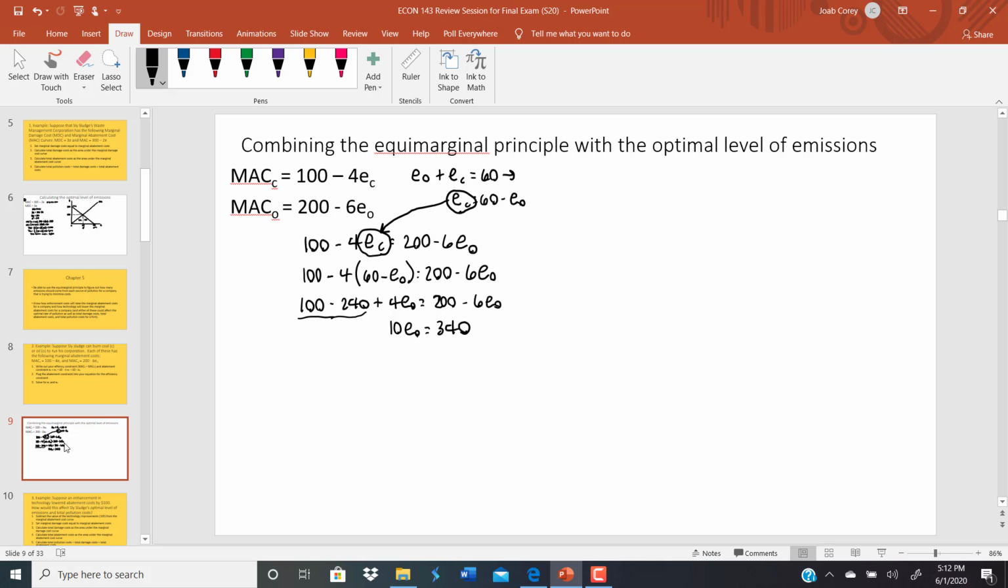All right. So again, 100 minus 240 is negative 140. And in order to get rid of that, we got to add that to the other side. That's where that 200 plus 140 gives us 340. Now we just got to divide both sides by 10, which means that E sub O star, if you will, is going to be equal to 34. And remember that E sub C star is going to be equal to 60 minus that E sub O star, which means that E sub C star is going to be equal to 26. There we go. So again, we know that 34 of these emissions should come from oil and 26 of these emissions should come from coal if we're using the equal marginal principle in order to minimize costs.